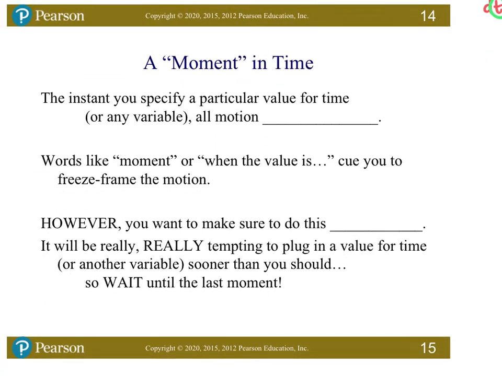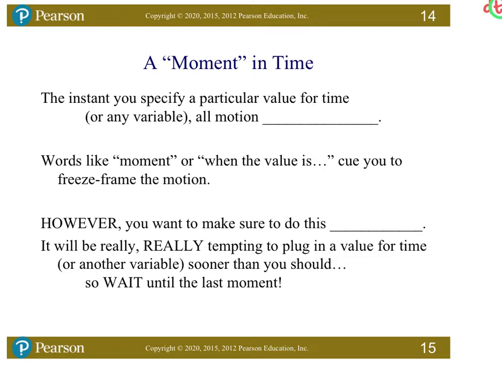All right, so we've got things in motion. The moment we specify a specific time value, say 5 minutes, all motion stops. It's like a freeze frame. Like we talked about yesterday with the burst of pictures on your camera, you pick the one moment that you want. As soon as you pick a time value, all motion stops and you've frozen this image. So we want to do that at the very, very end.